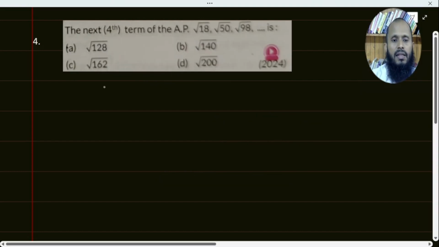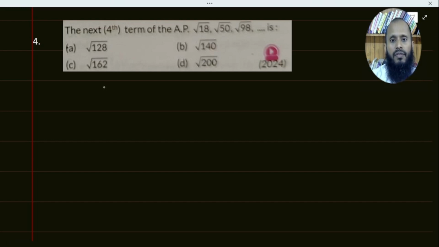The next fourth term of the AP, root 18, root 50, root 98 is. Okay. So, they have given an AP in which all the terms look like irrational numbers. So, they are asking us to find the next term of this AP. Now, root 18 is the first term. I can write root 18 as root of 9 into 2. Now, this can be further simplified as 3 root 2.